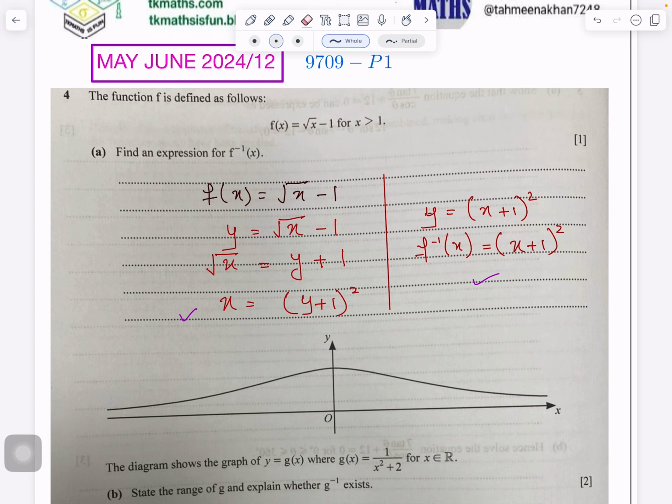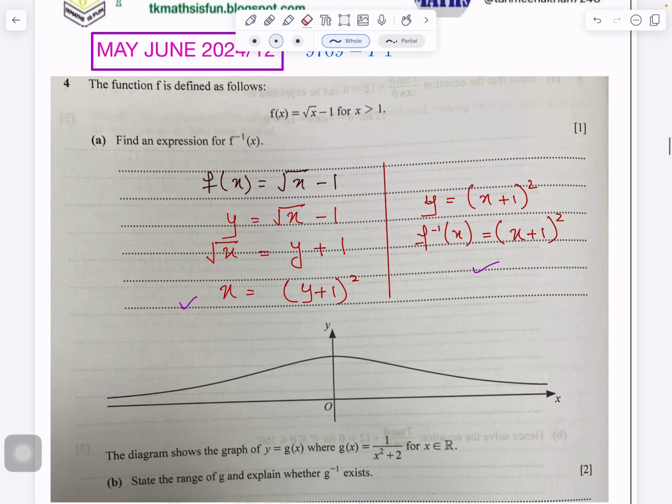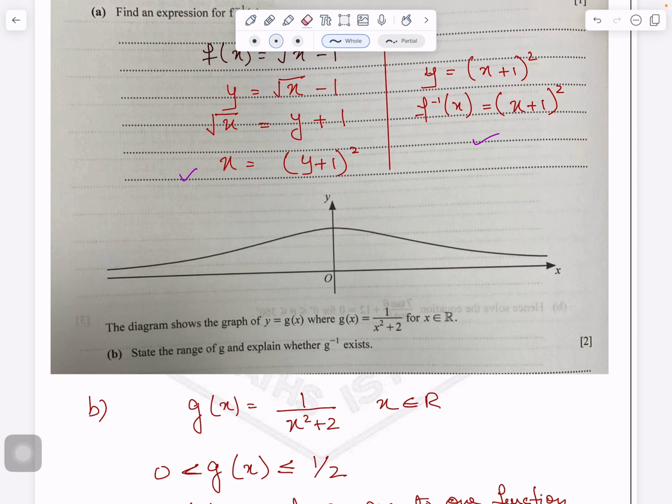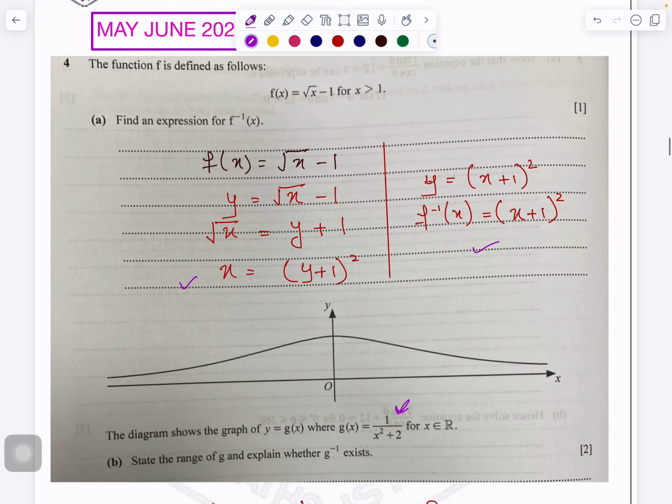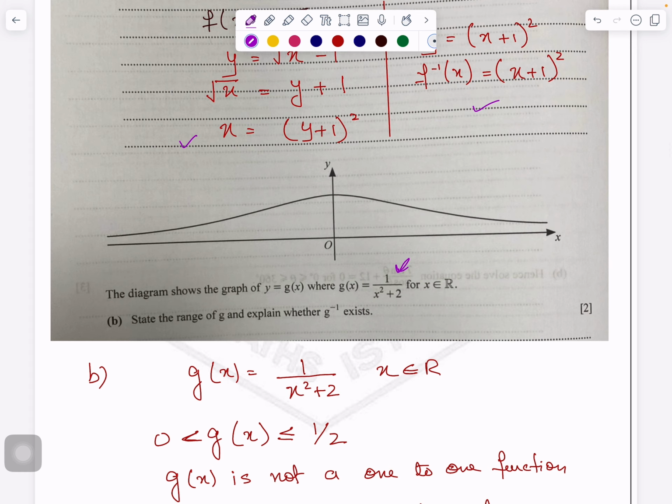Then part 2. Here if you see, f(x) is given for the domain x greater than 1. Now in this question, the diagram shows the graph of y equals g of x. Sorry, I'm mixing up 2 things. So anyway, g of x is given to you as 1 divided by x square plus 2 for x belonging to real numbers, and you can see the shape of the curve here. You have to find the range of g. Range of g means values of y, right?